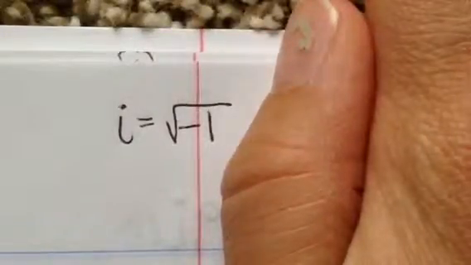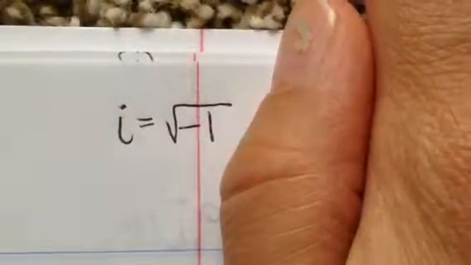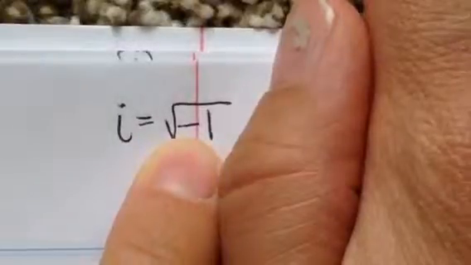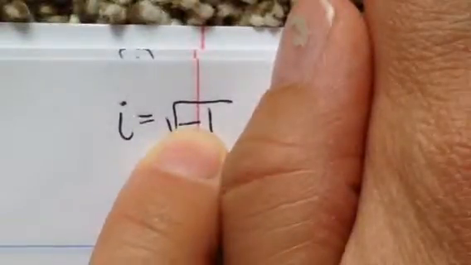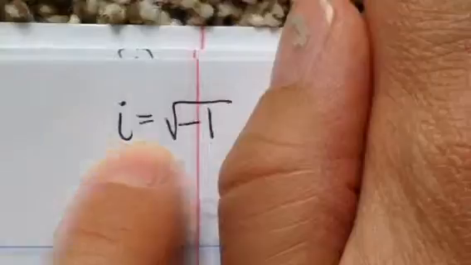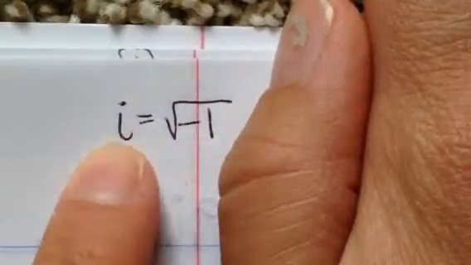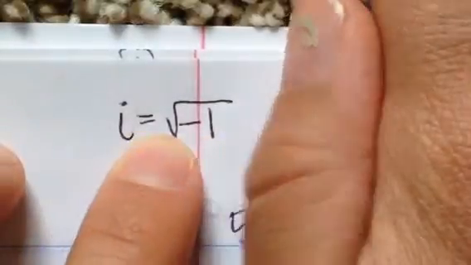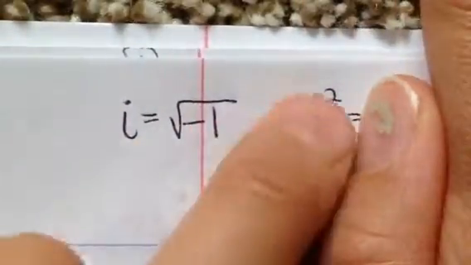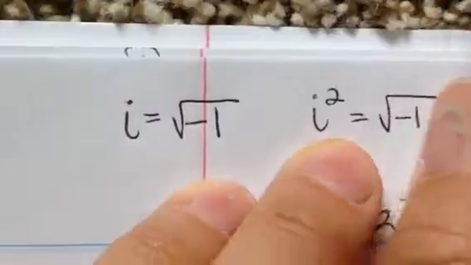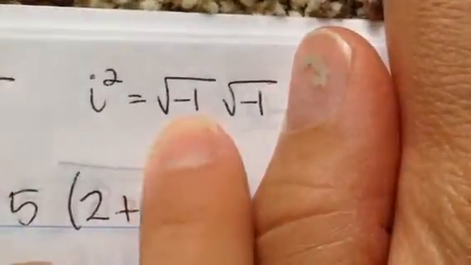Okay, so if you have i equal to root negative 1, because taking the negative out just means that we have an i. And the square root of 1 is just 1, so it's an invisible 1i. So if you can remember that, then that means that if I had i squared, it would be root negative 1 times root negative 1.